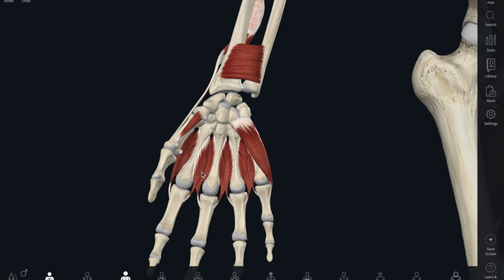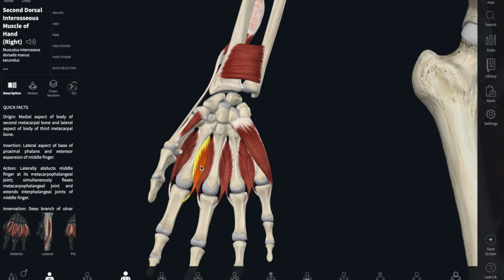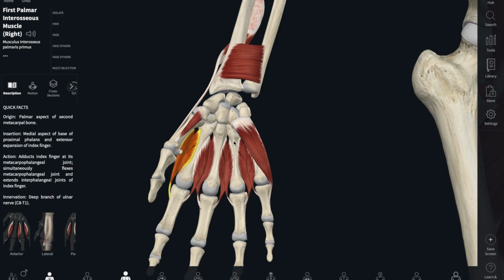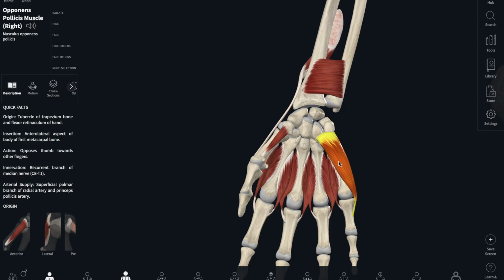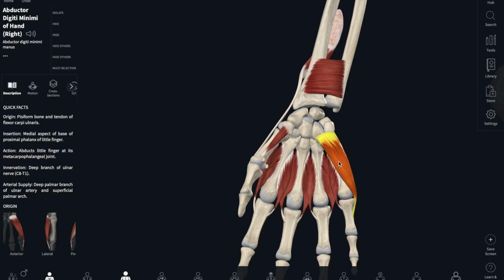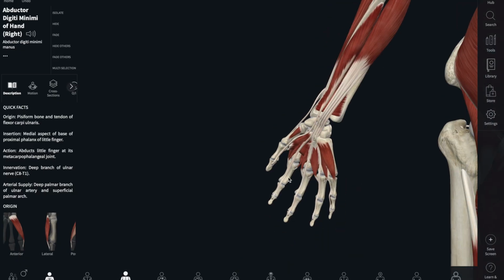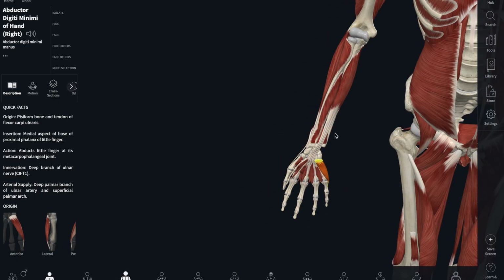Intrinsic muscles fill the spaces in between the metacarpals and attach to the proximal phalanges. Among these include interossei, lumbricals, and muscles of the thenar and hypothenar eminences, although only some of these are clear in the video. Here, the deeper layers of the forearm muscles are now visible.